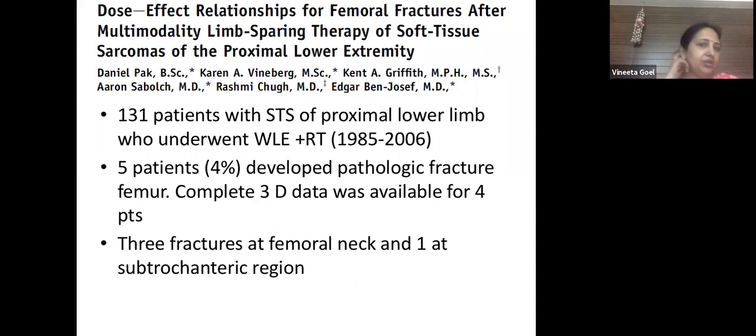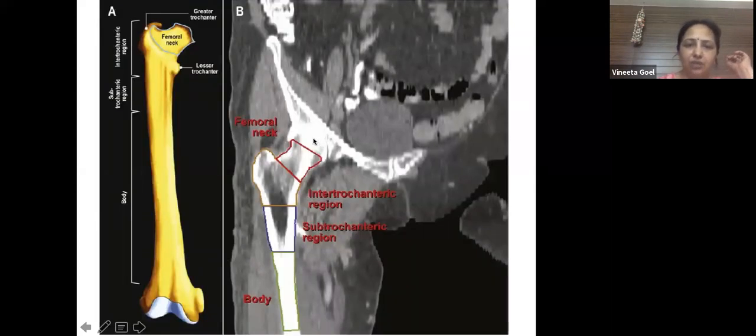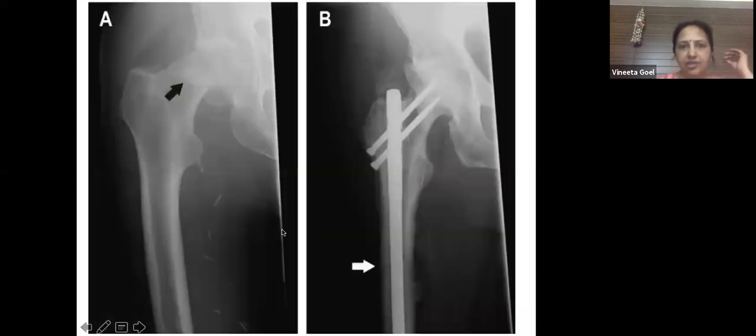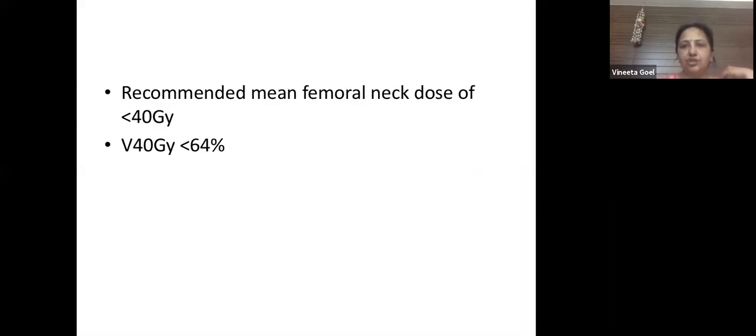Now, this is another very important study which came from the University of Milano. This is by Edgar and Joseph, where they included 131 patients who had soft tissue sarcomas of the proximal lower limb, treated with wide local excision and radiation therapy, and 4% of patients developed a pathological fracture. Three fractures were at the femoral neck and one patient developed a fracture in the subtrochanteric region. So we must learn to identify these areas. For example, this is the head, this is the neck, this is the intertrochanteric region, and this is the subtrochanteric region. Out of 4 fractures, 3 occurred in the neck of the femur and 1 in the subtrochanteric region. And this is an X-ray showing the nailing which was done for fixation of this fracture.